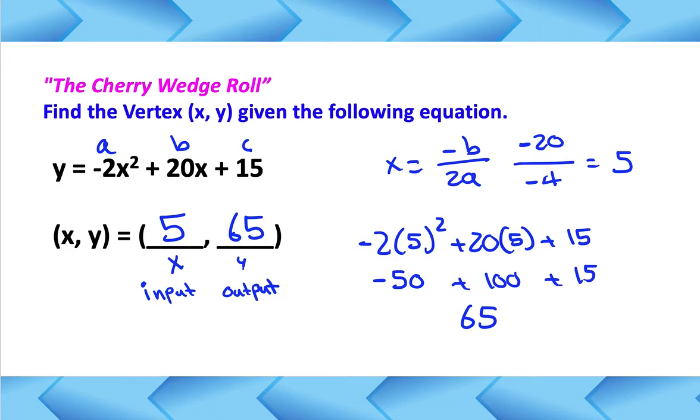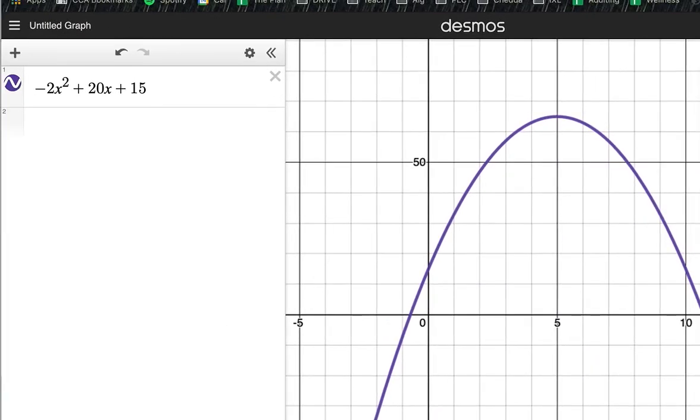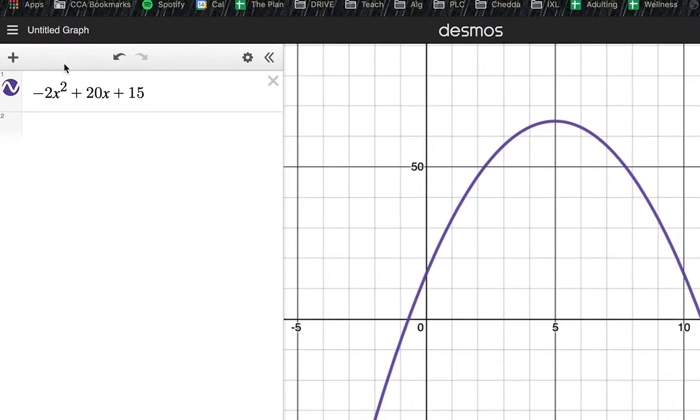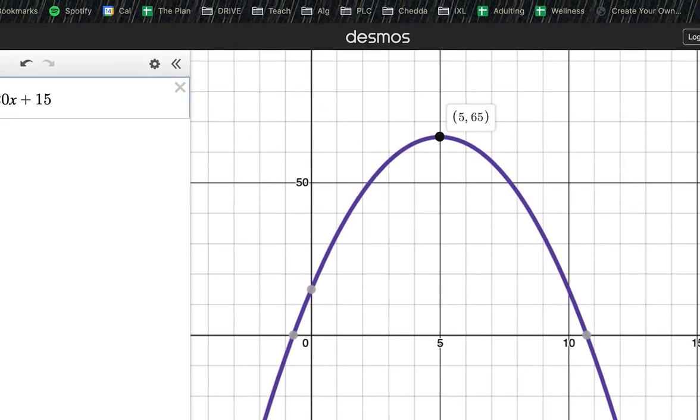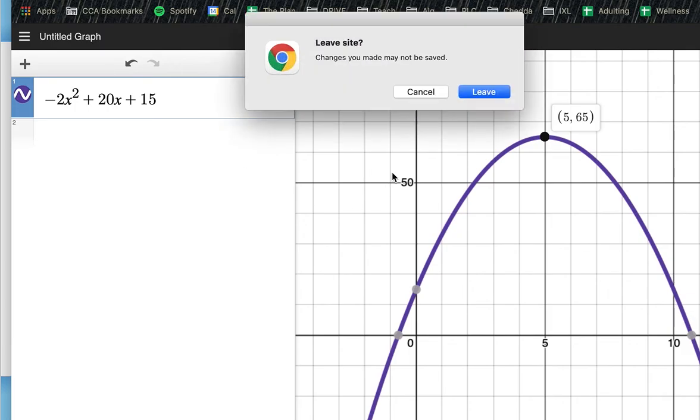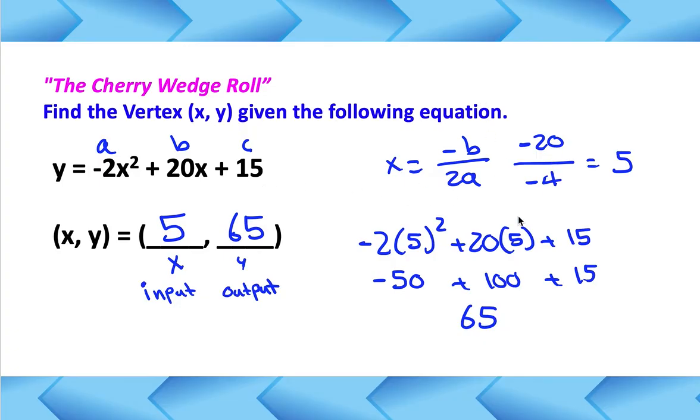I actually have this graphed already as well. I went to Desmos and I plugged in that equation, that function, and as you can see we have negative 2x squared plus 20x plus 15, and here is my parabola. I click on it, boom, right there, look at that, 5 and 65, graphed beautifully. All right, cool. That's how you find the vertex. You can do the vertex finder, or you can go to Desmos and graph. Either way, vertex, easy to find.